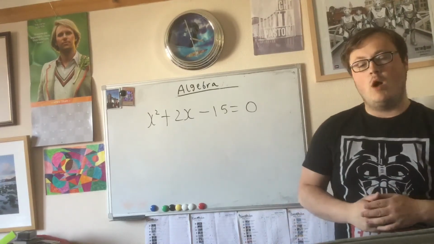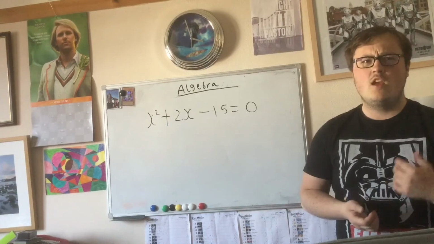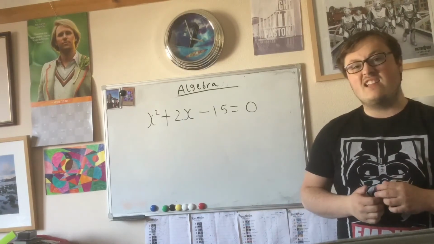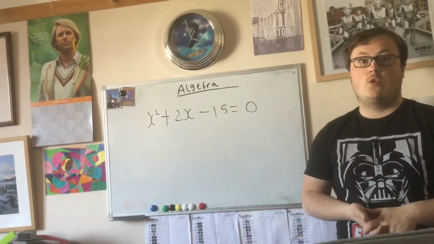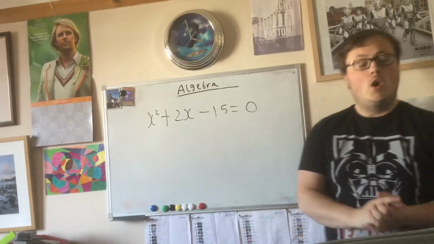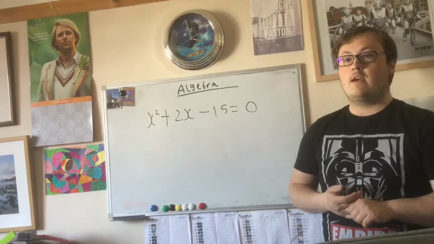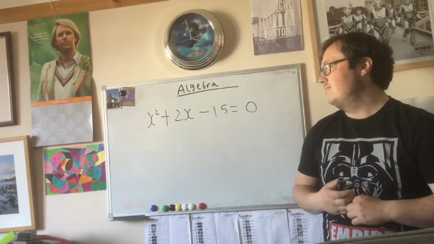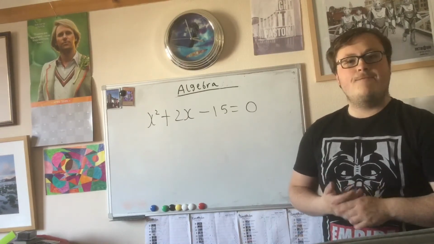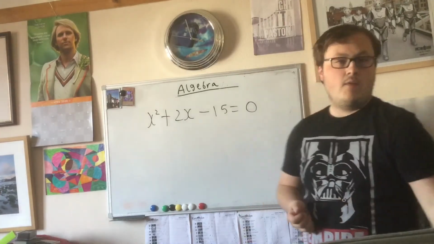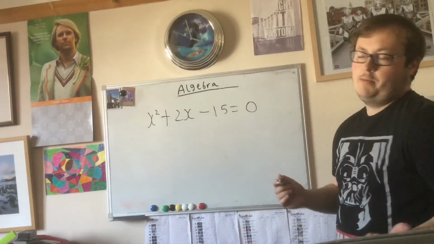Negative 15 and 1, that will get us negative 14. 15 and negative 1, that will get us 14. So it can't be either of those. What about 3 and 5? So let's do negative 5 and 3. That will get us negative 2. That doesn't work. What about 5 and negative 3? Well, that does work because that gets us a positive 2.